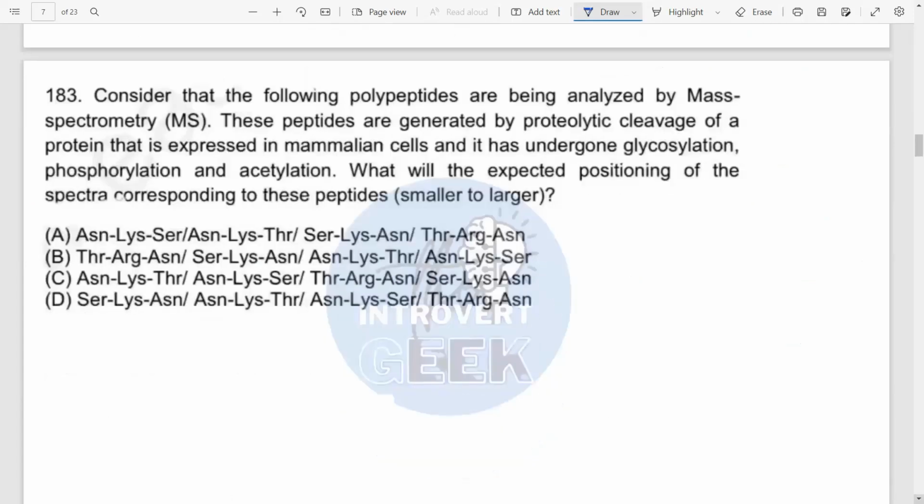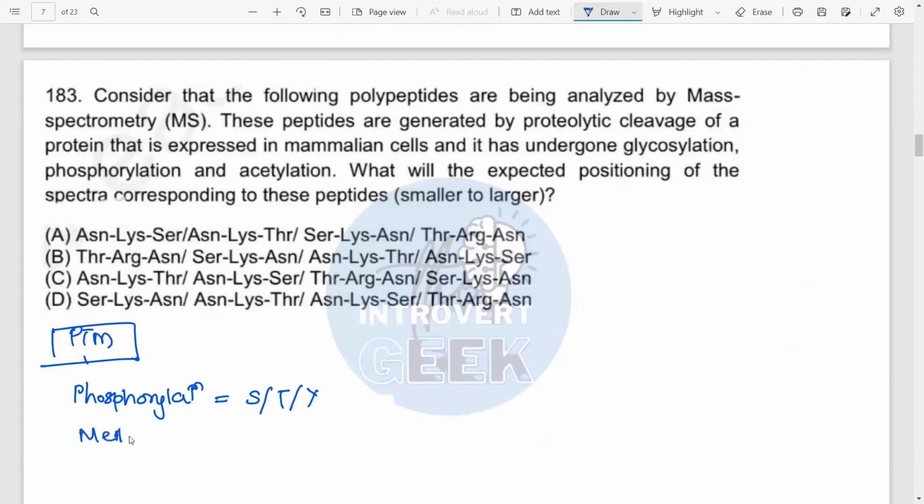Now, this is a question related to the post-translational modifications. Our proteins are modified after they are made. What kind of modifications are done? The types of modifications done are phosphorylation. Phosphorylation is commonly done at serine, threonine, and tyrosine. Then you have another modification, that is methylation. Methylation is usually done at the lysine and arginine.